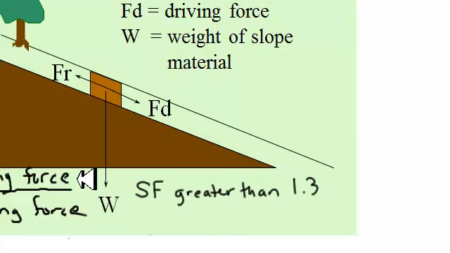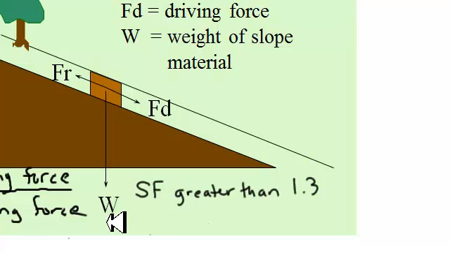And then if the safety factor is less than 1, it means the materials are weak relative to the downslope driving force, and that's an unsafe slope. We would not want to build our vacation home in the mountains on a slope that has a safety factor less than 1.